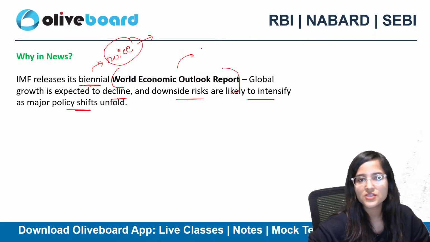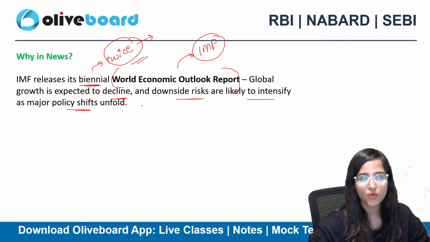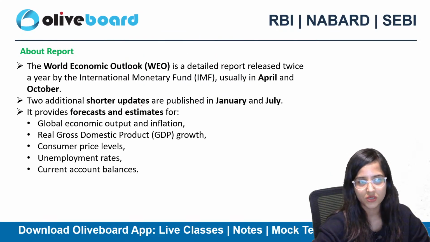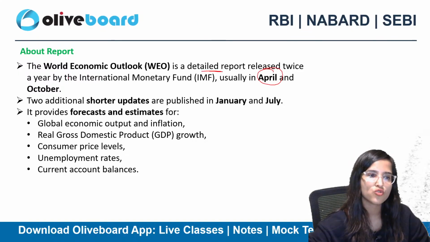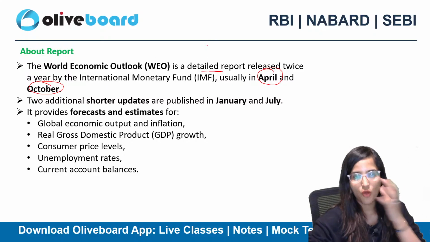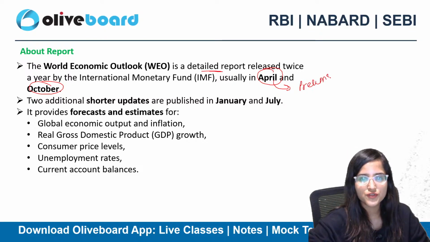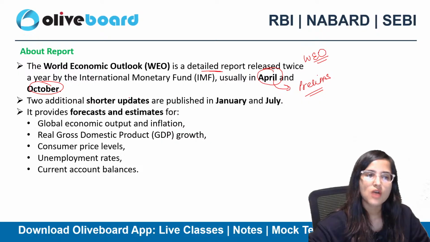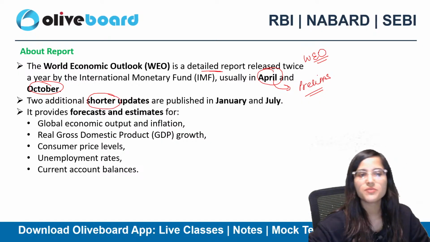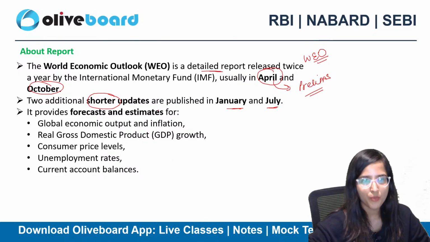So who releases this report? The International Monetary Fund. It is released twice a year. We have the World Economic Outlook report. Now this is a detailed report, and usually in April and in October it is released. So from your exam point of view, especially from your prelims point of view, your first phase, this World Economic Outlook of April edition becomes very important. Okay, and apart from this, there are certain shorter updates also which are published in January and July. Okay, that is also important.